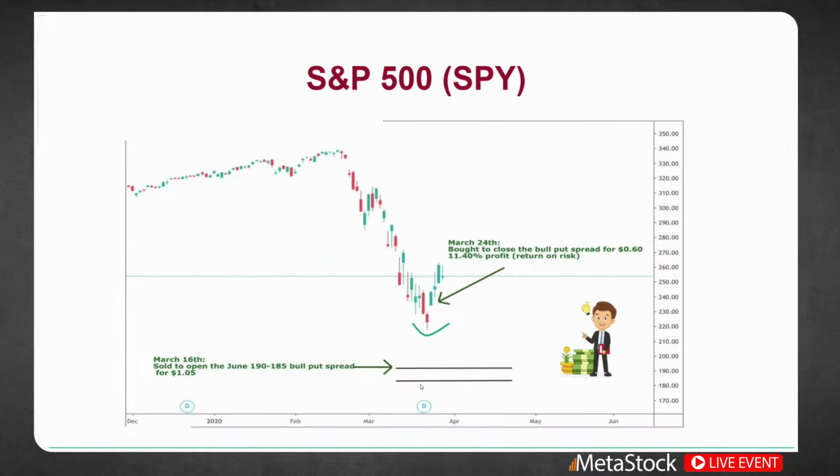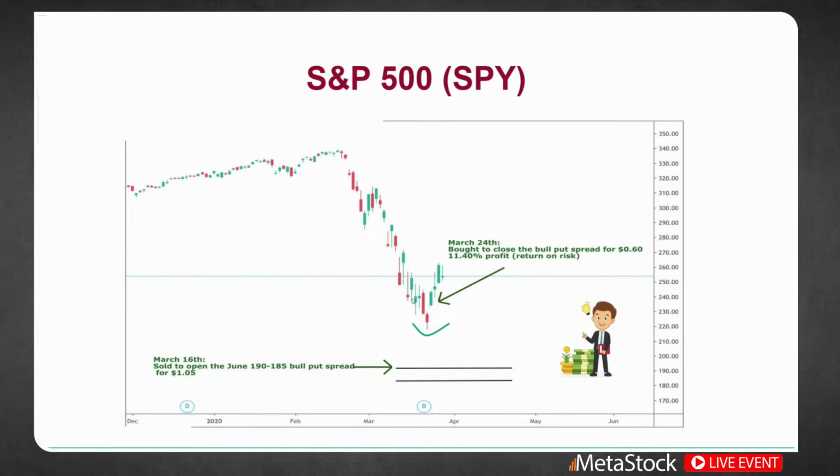We bought another one against it a bit lower, and we were able to receive an income of $1.05, meaning $105 per contract, or $1,050 if I would have done this with, let's say, 10 options contracts. And so what ended up happening is the S&P 500 just literally went sideways.